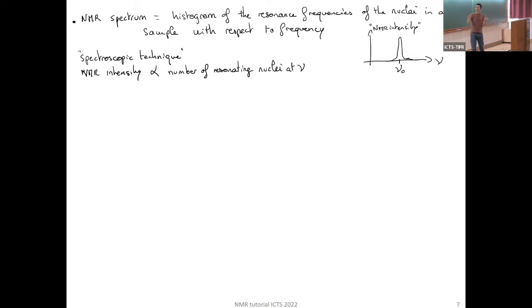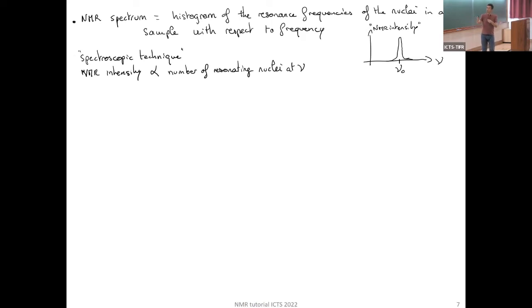So in my example, because the levels are equally spaced, you have one resonance frequency at nu zero, which is the Larmor frequency. So you expect that all your nuclei will resonate, will give a response at this specific frequency. Okay.